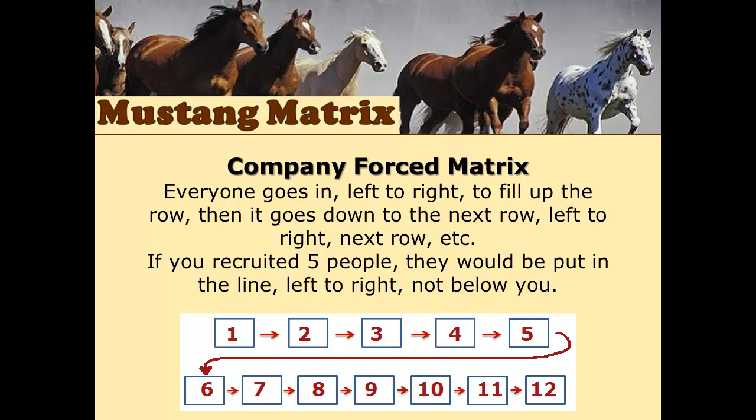Well, everybody goes in left to right to fill up the row, then it goes down to the next row, fills up left to right, to the next row, etc. Now, if you recruited 5 people, they would be put in the line, left to right, not below you. Company force matrices are fine, and they're good for those people who are, let's just say, don't recruit very well, but it also has some downfalls.